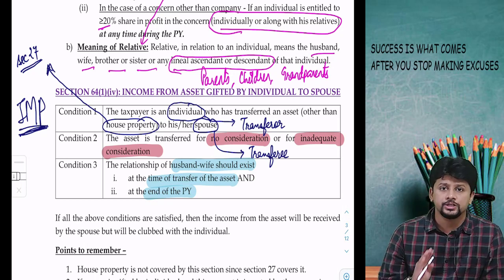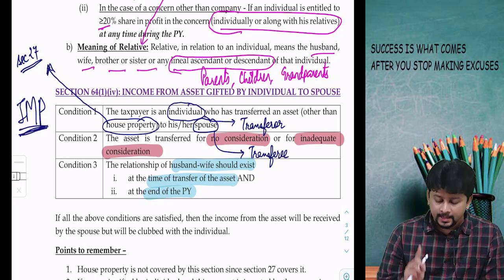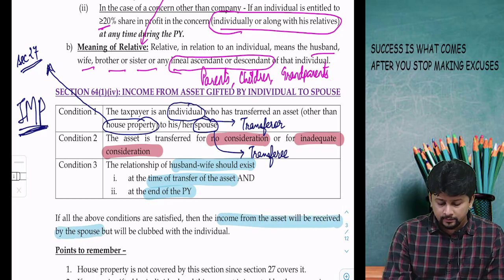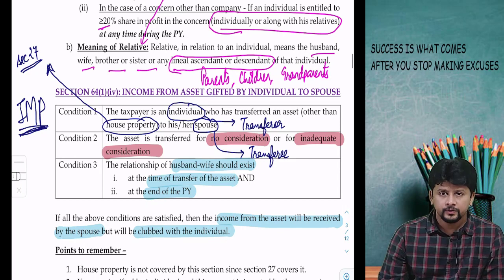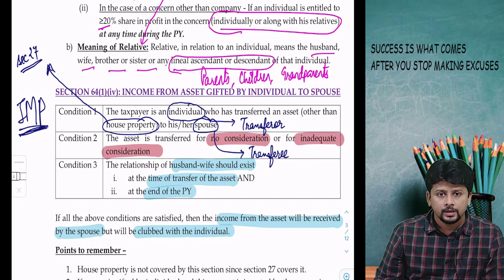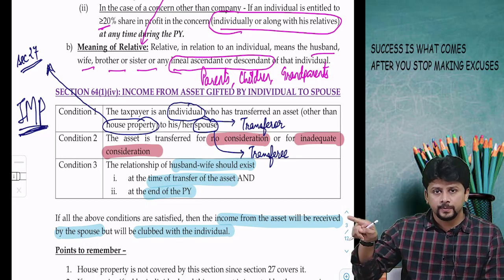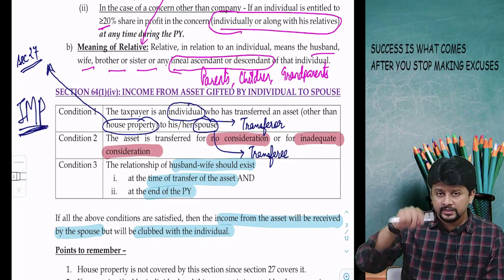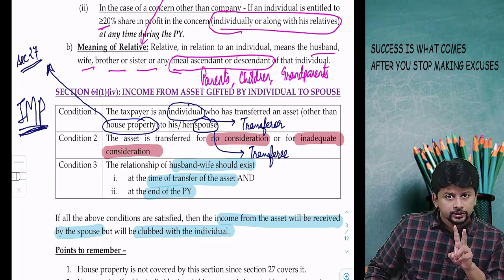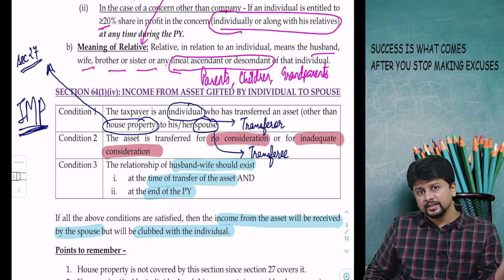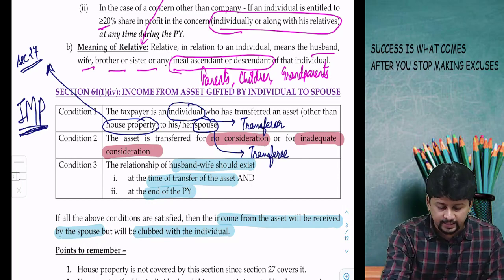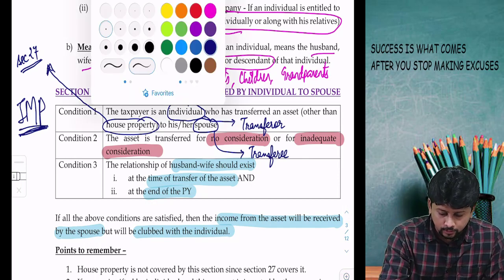If all the conditions are satisfied, then income will be received by the spouse but will be clubbed with the individual. The individual who has transferred the asset will be responsible to pay tax. Income will be received by the spouse because the spouse has the asset, but the asset is received by the spouse for no consideration, for inadequate consideration. So it is the individual who has given this benefit to the spouse, and therefore the individual will be responsible to pay tax. Small points that I would like to highlight here.